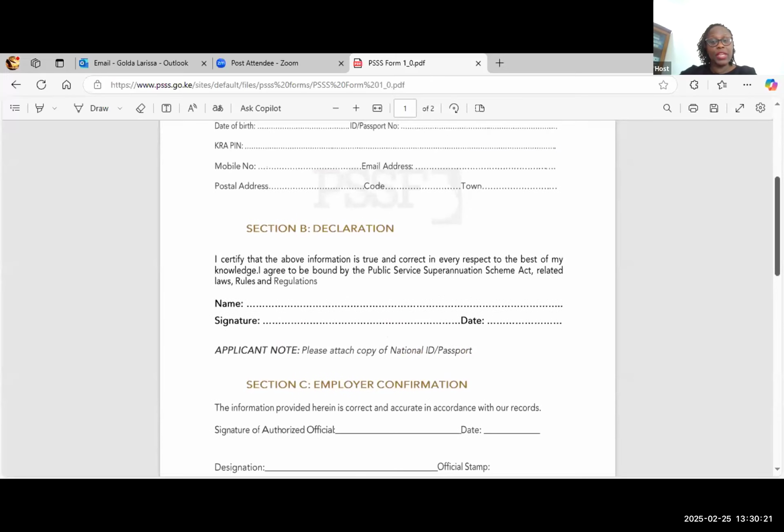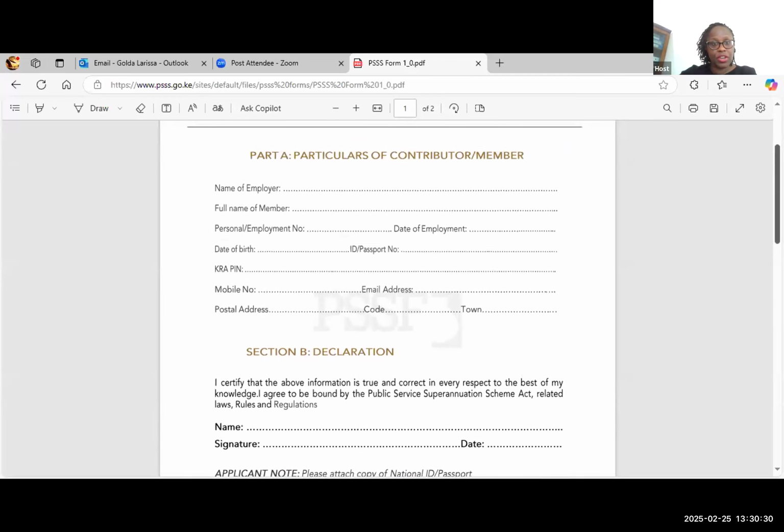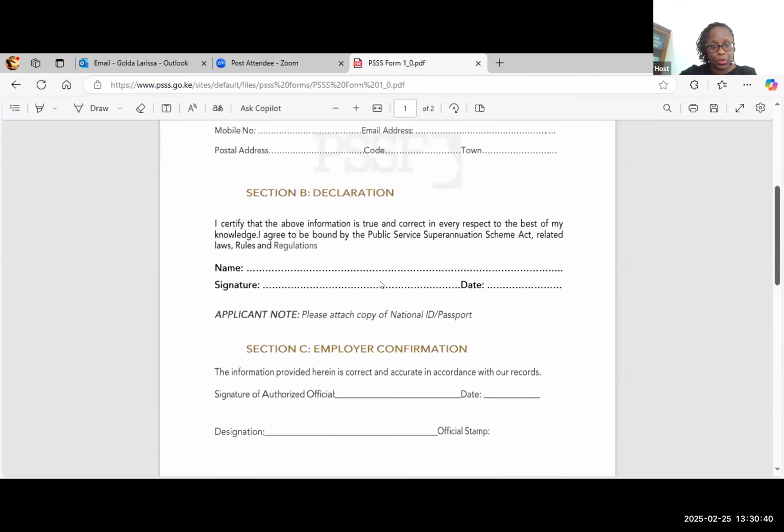Because after that, we'd like you to take further ownership by signing this form and putting your name, declaring that the information you have given is correct: you work for the National Treasury, your name is Golda Akolo, you were born in 2011, and your ID number is this. You're taking ownership of that information, and you do this by signing.